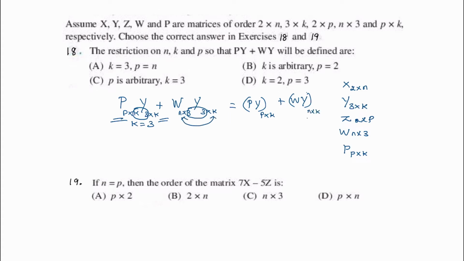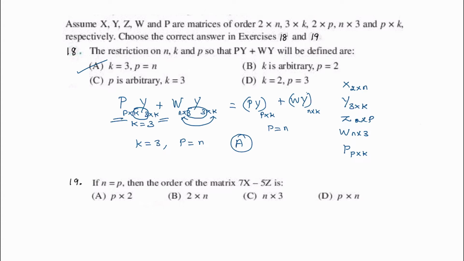Now we have to add these two matrices. For addition, we know that the orders must be same. By equating the number of rows, we get p is equal to n. Number of columns, already they are equal, k. Therefore, we have two conditions. K is 3 and P is n. The correct option is A.